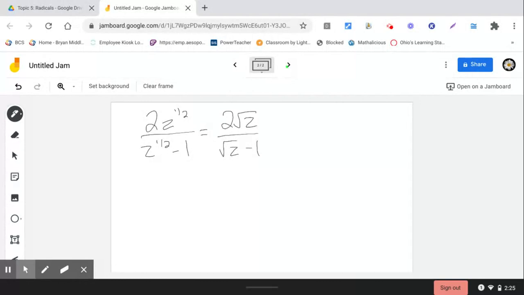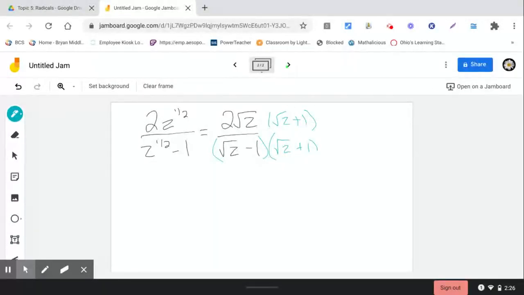And again, we don't like to have the radicals in the denominator. So the way we get rid of that is we multiply by the conjugate. And you did this in Algebra 1. We will practice more with it a little later on in the chapter. But we're going to multiply it by the square root of z plus 1, top and bottom.